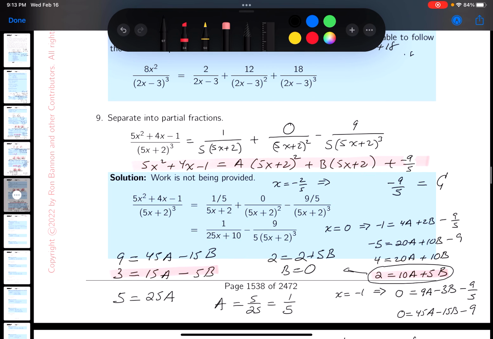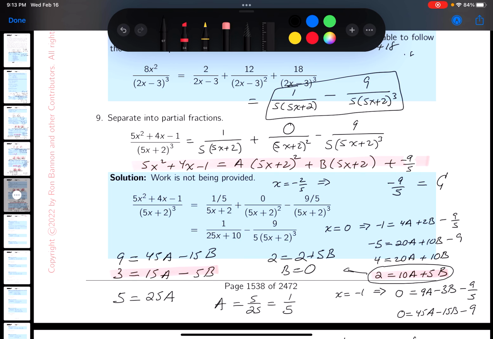So what's the real answer in this one over here? I'll write this down for you in a neater fashion. It's going to be 1 over 5 times 5x plus 2 minus 9 over 5 times 5x plus 2 cubed. Put a box around this.